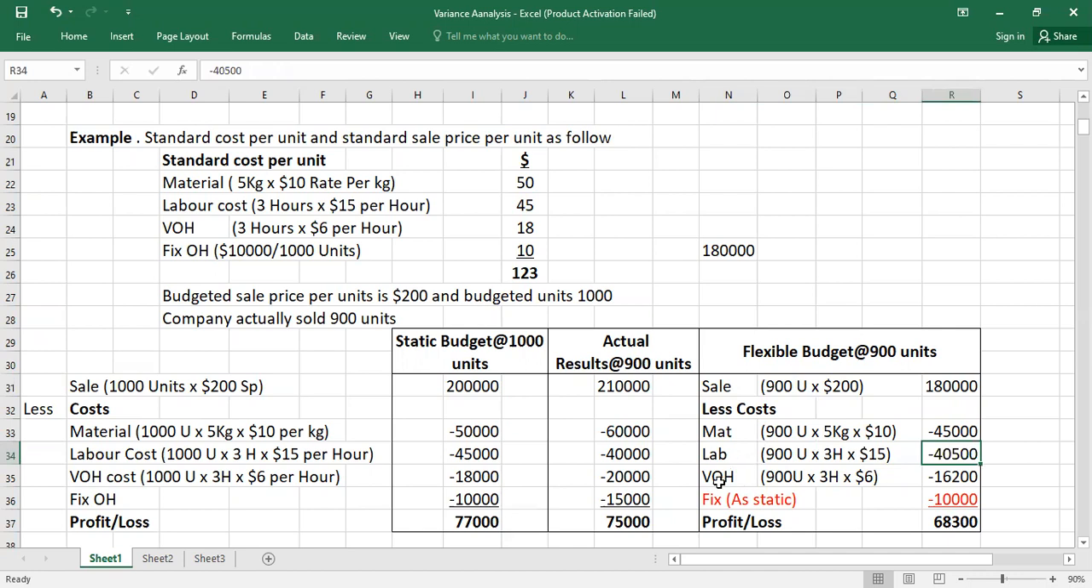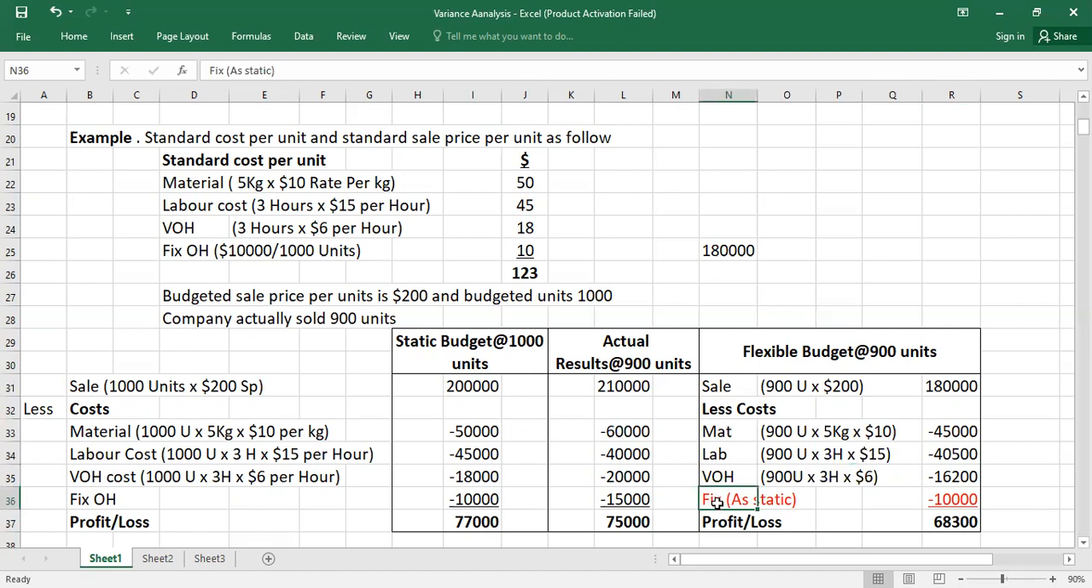Now the same calculation we will do with the variable overhead. We have actual units 900, multiply by 3 hours times $6. This is the standard cost data. So this will give you variable overhead cost of $16,200.